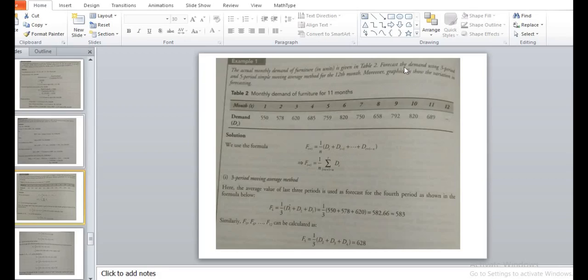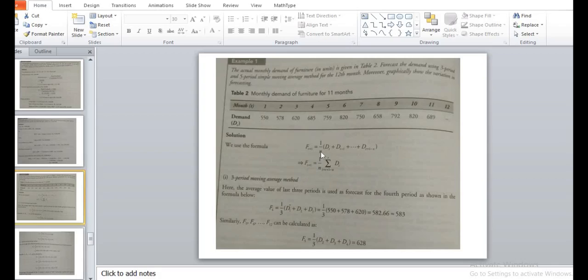Here we calculate the forecasting demand using 3-point and 5-point methods. First we find the value using the 3-point moving average method. We consider 3 points for the 3-point moving method, and 5 points for the 5-point moving method. Suppose we find the forecasting value for the 4th month. For the 4th month, we consider the 1st, 2nd, and 3rd month demand data.